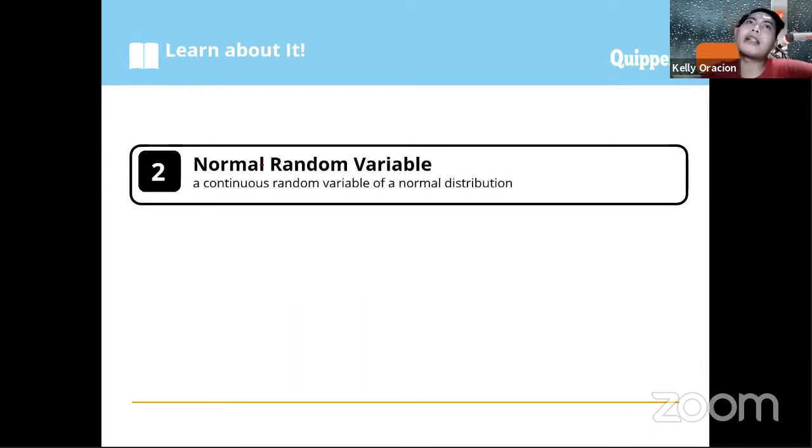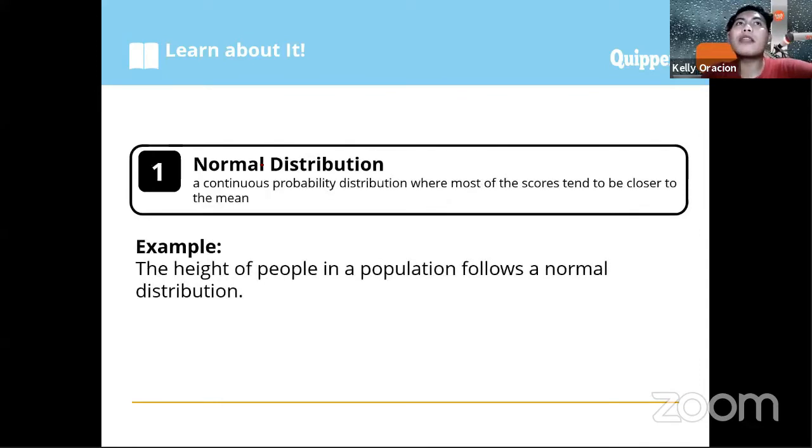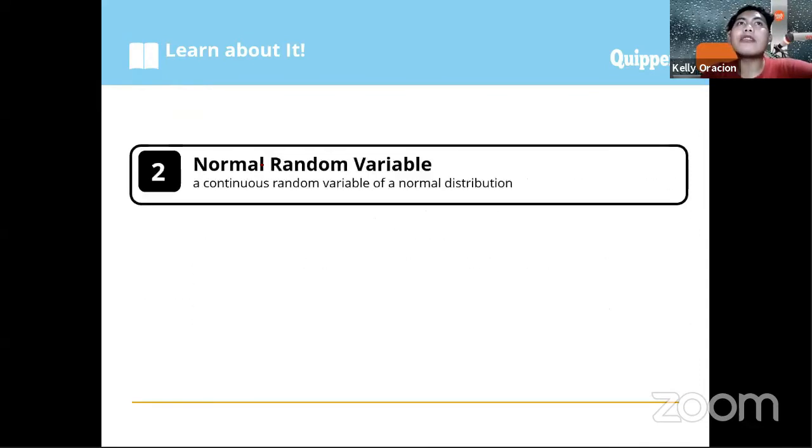Now, we have also normal random variable. When we say normal random variable, it is a continuous random variable of a normal distribution. Again, a normal random variable is a continuous random variable of a normal distribution.